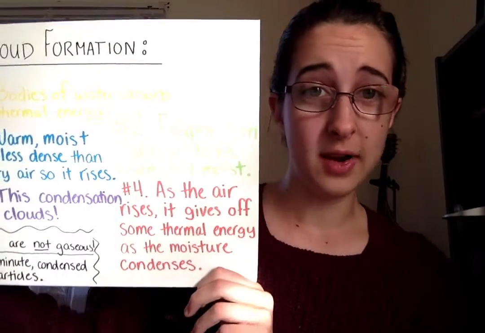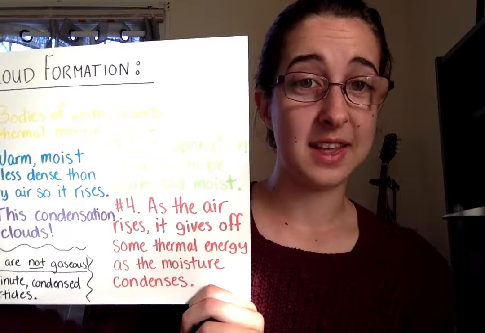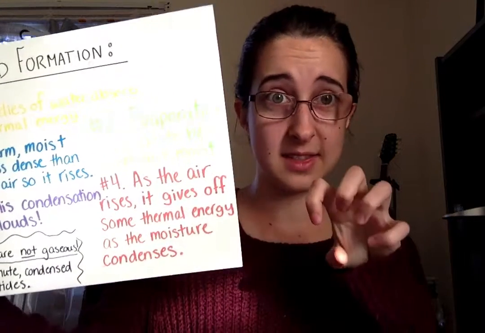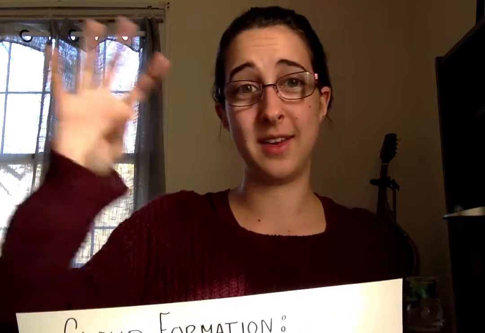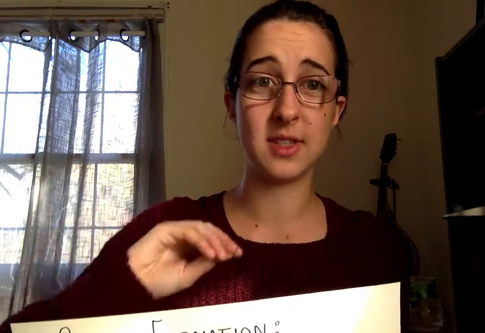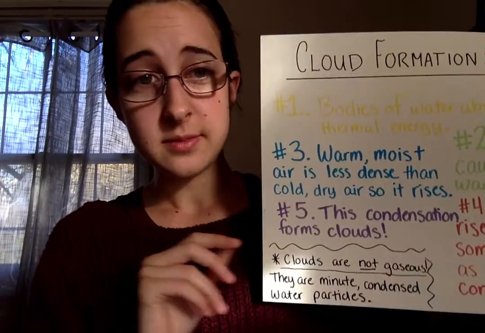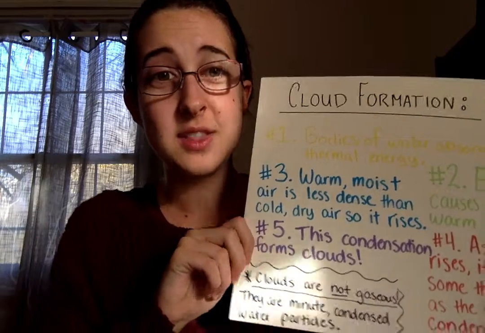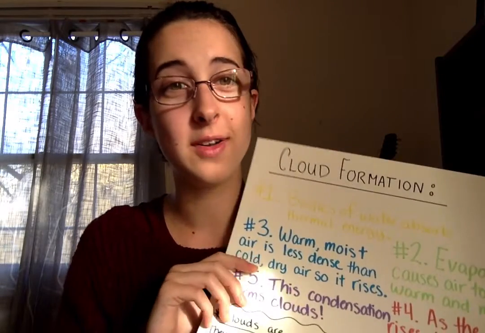Step number 4 is as that air rises, it gives off some of that thermal energy that it absorbed. So the moisture condenses. So now it's not hot enough to be that gas anymore. Now it's turning back into a liquid. It's condensing, right? Condensation is when the gas, the water vapor, turns into a liquid. Step number 5, this condensation forms a cloud. So we're going to see exactly how that works today.